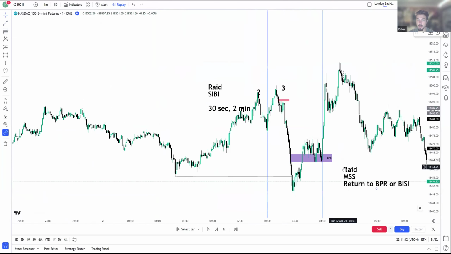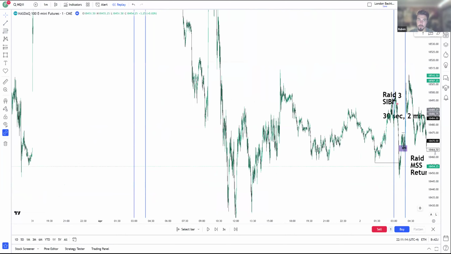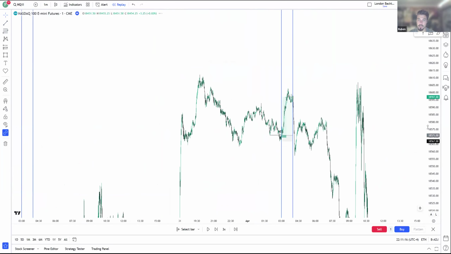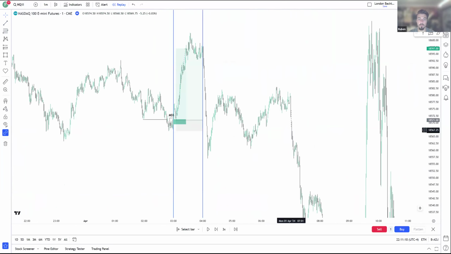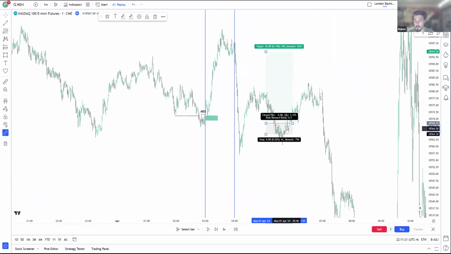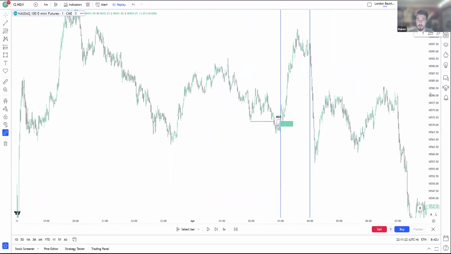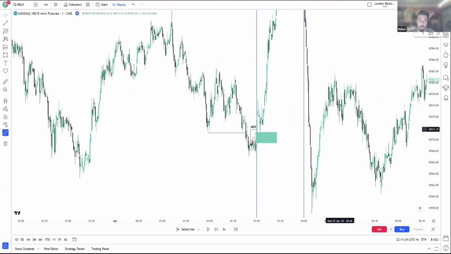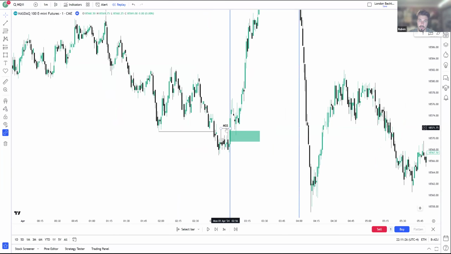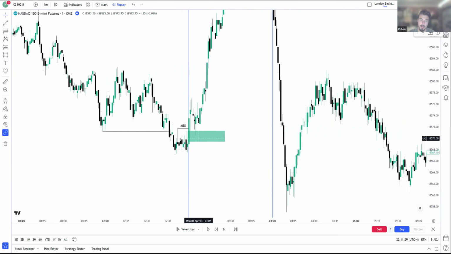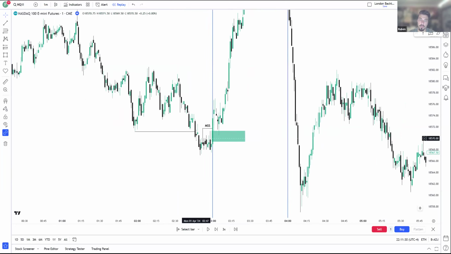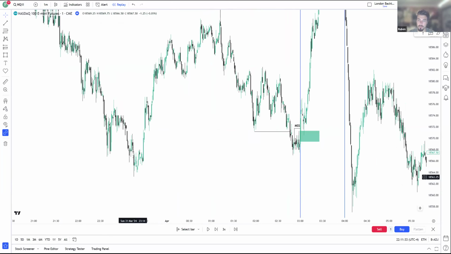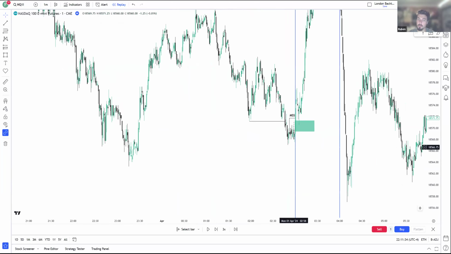So again, just a few examples, and I've got more here I'll show you guys as to how you can actually execute using the silver bullet entry. So here's another one. There's your silver bullet. Raid of liquidity, market structure shift, return to an imbalance. So you're trusting time. Why doesn't it go this low? It will eventually, but it's returning to this imbalance here.